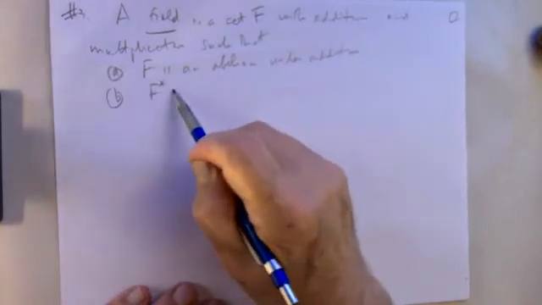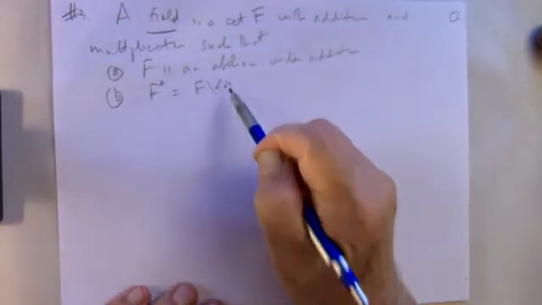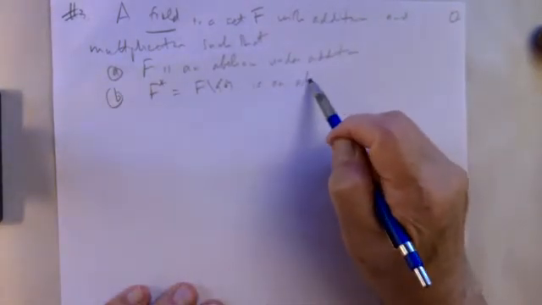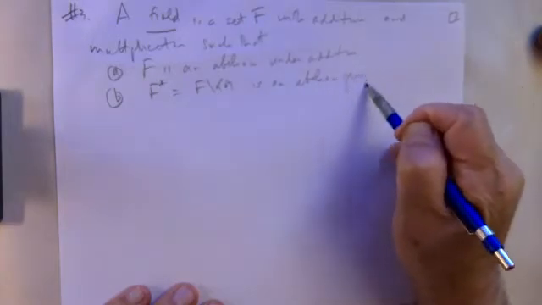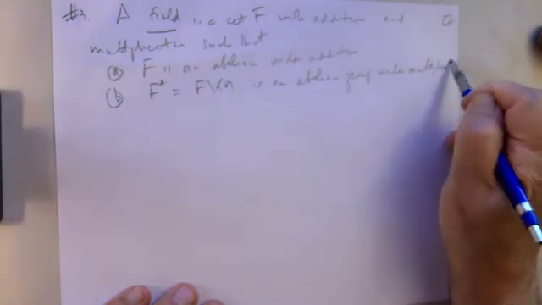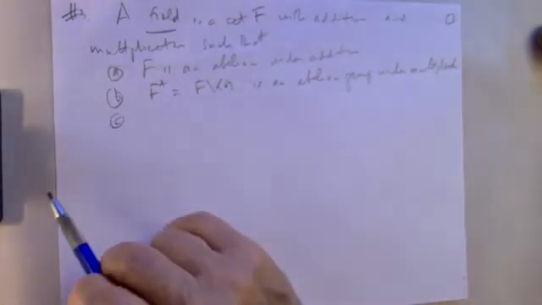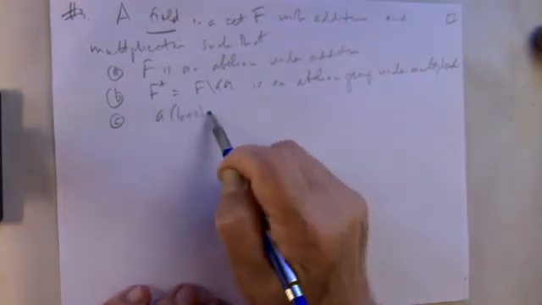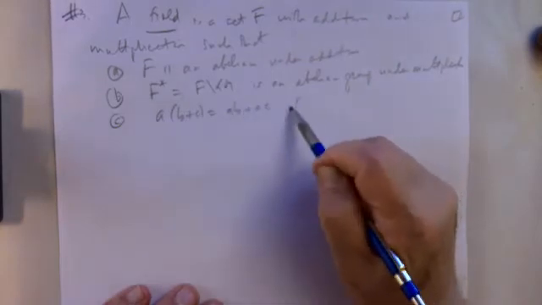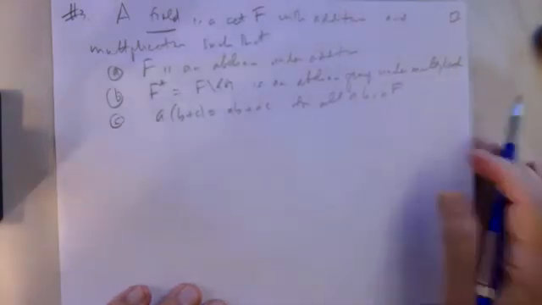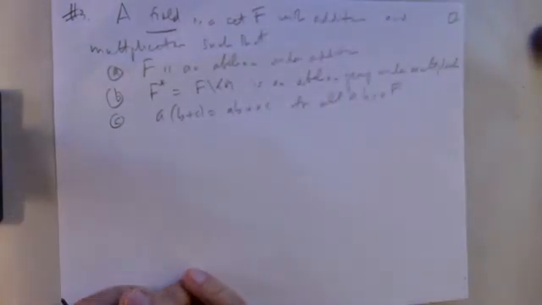F star, which is F with 0 removed, so this is the non-zero elements, is an abelian group under multiplication. And addition and multiplication are linked by the distributive law: A times (B plus C) is AB plus AC for all A, B, and C in the set F. So that's what a field is.